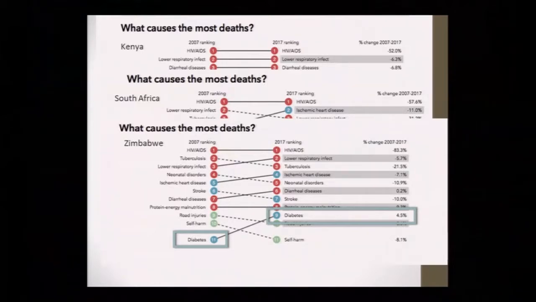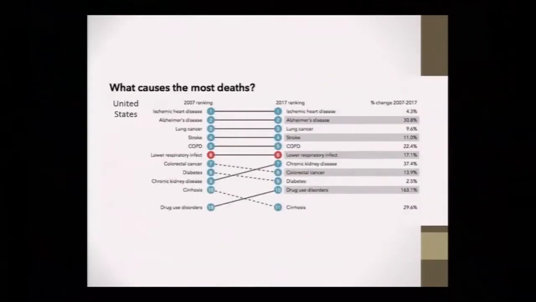This is just to illustrate the main causes of death, usually your communicable, infectious diseases, but non-communicable diseases are on the rise. And that's the most common here. This is the United States. We have ischemic heart disease, Alzheimer's, lung cancer, stroke, COPD, all these things that are non-communicable.